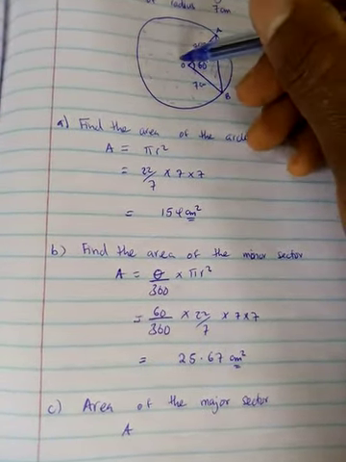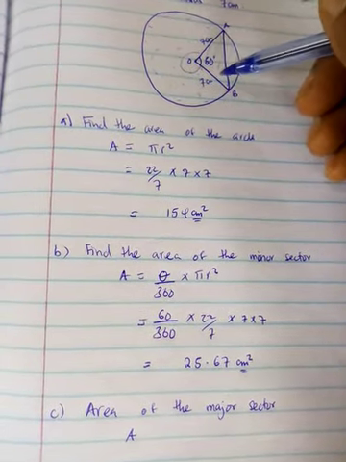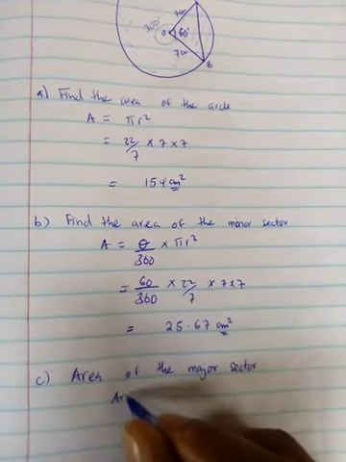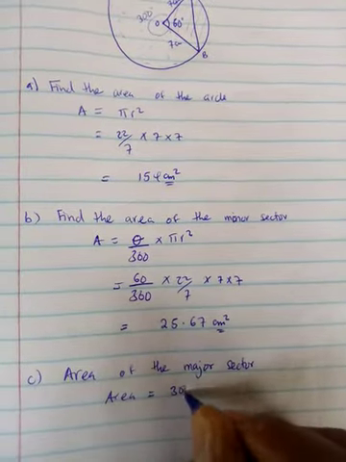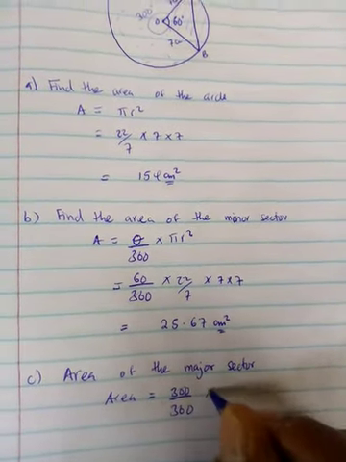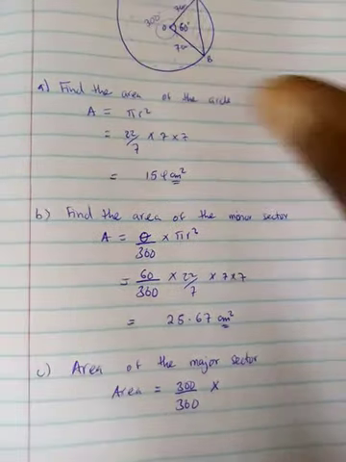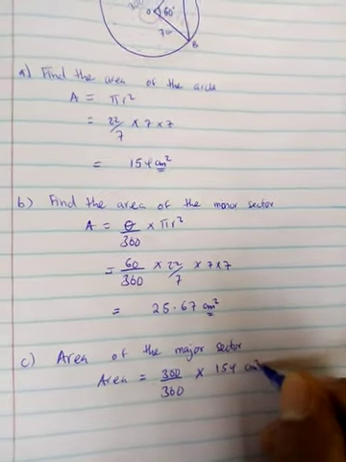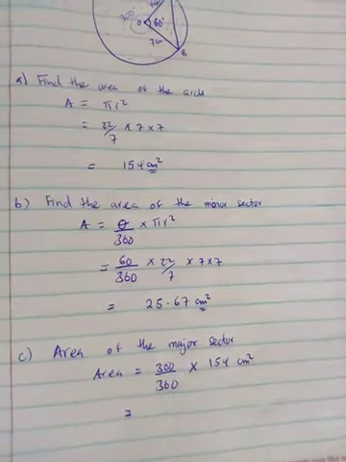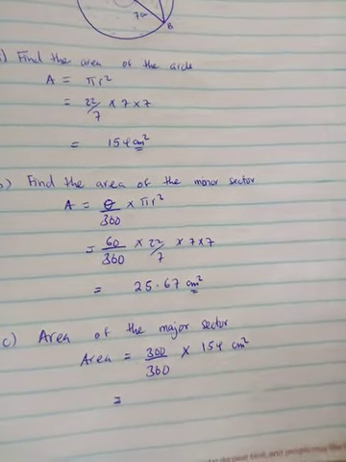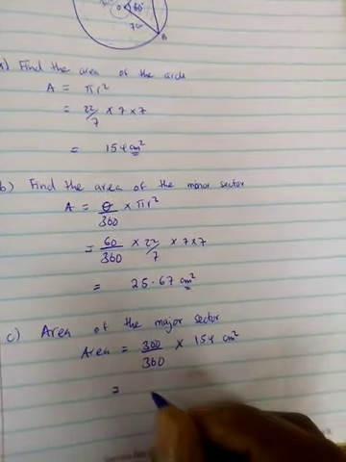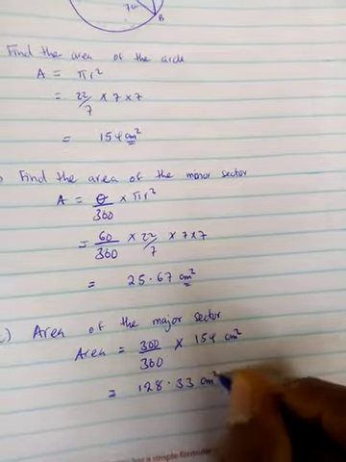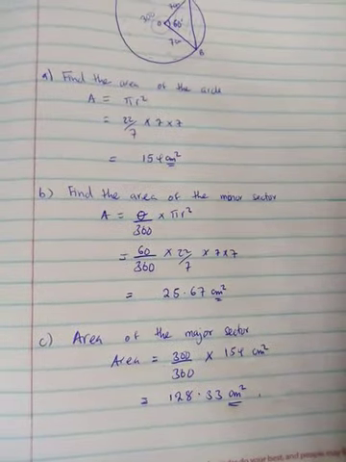So I get this other opposite angle, which is 360 minus 60, meaning this other angle is 300 degrees. So the area of the major sector will equal 300 degrees divided by 360 multiplied by the area of the whole circle, which we've calculated as 154 centimeters squared. Pressing the calculator properly gives me 128.33 centimeters squared as my area of the major sector.